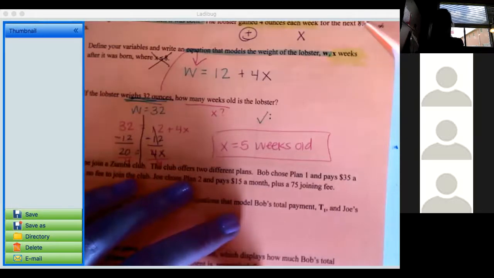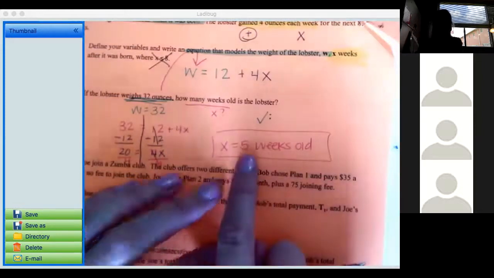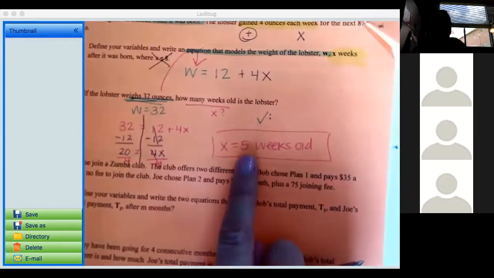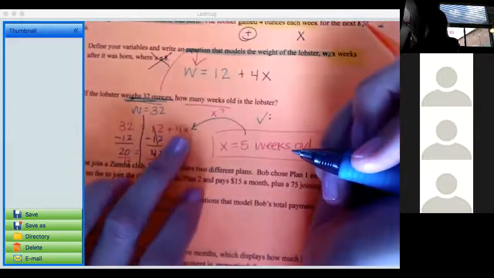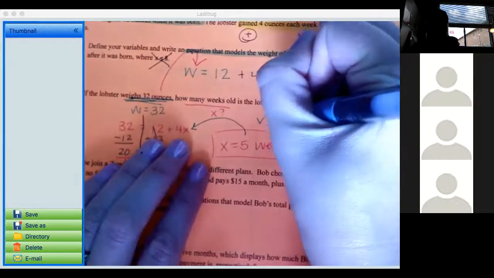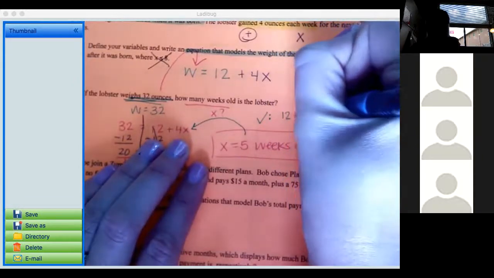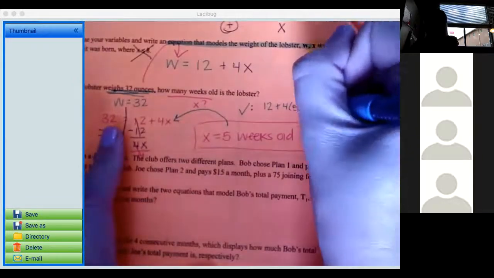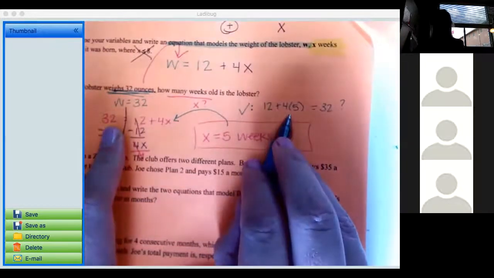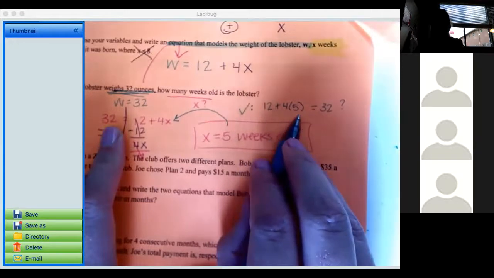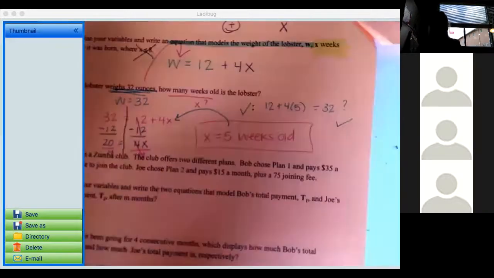What about the 5? We know 5 is less than or equal to 8. I'm talking about how you could check to make sure 5 is right. Okay, Cam says we can put 5 in for X to check it. So let's check it. If I do 12 plus 4 times 5, do I end up equaling 32? What's 4 times 5? What's 12 plus 20? 32, so it does work.